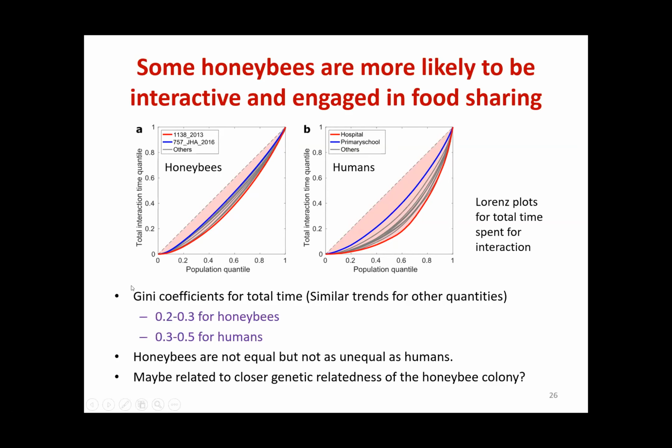And by looking at both these plots and the actual value of Gini coefficients, we can see that although honeybees are an unequal society, they are less unequal than the humans. And we speculate that it could be due to the closer genetic relatedness of the honeybee colony, because in our experiment, the queen bee was inseminated with only one male. So the sisters share about 75% of the genes.